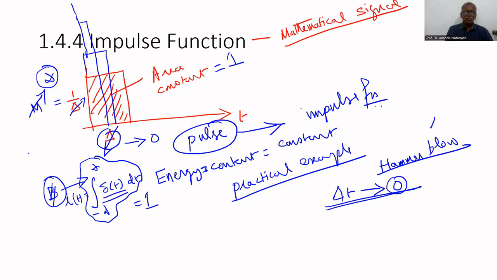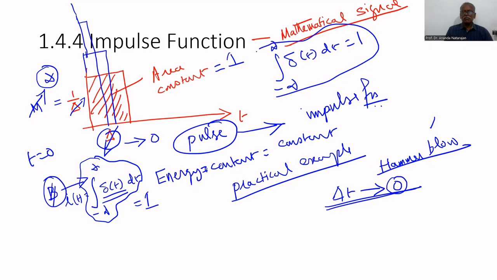It exists only at t equal to 0. The integral from minus infinity to plus infinity of del of t dt equals 1 is the mathematical expression of the impulse function del of t. So its energy content is constant. That is very important.